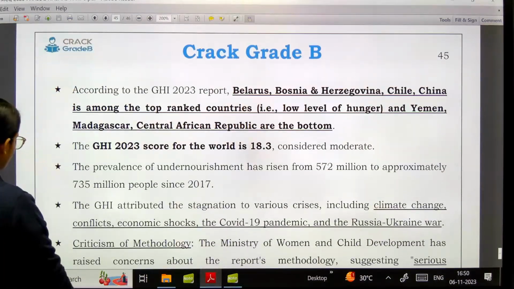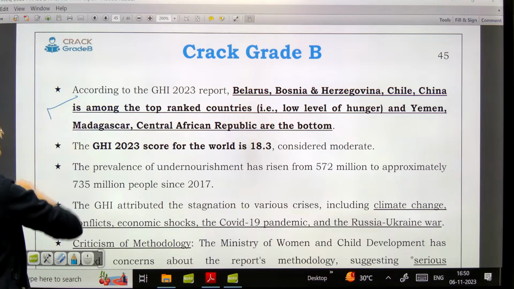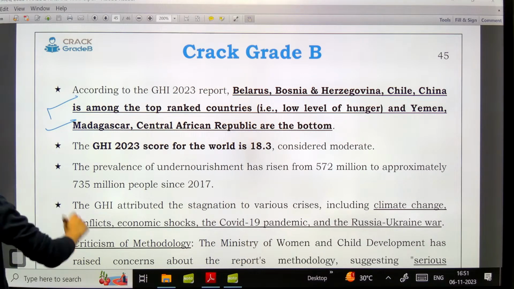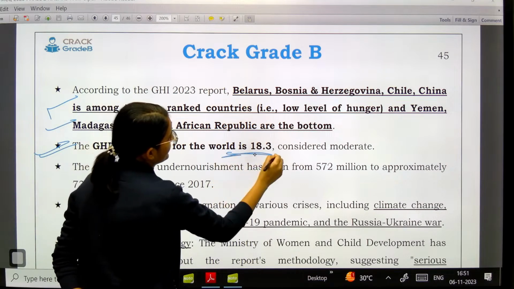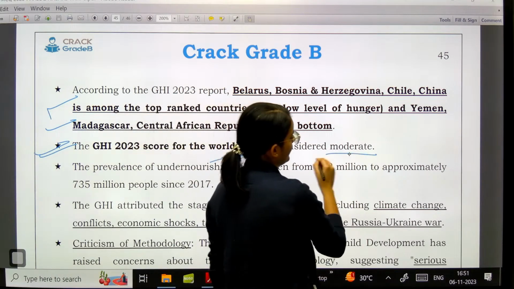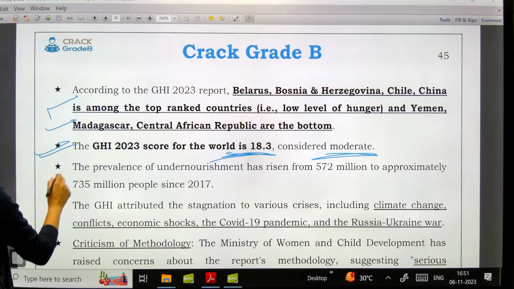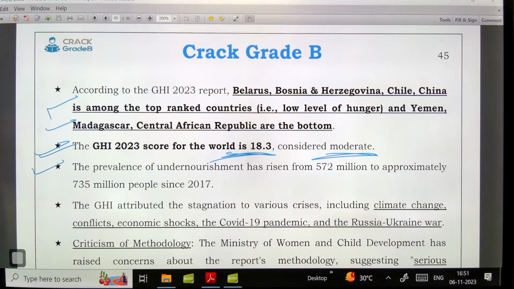And as per GHI, these are the top countries: Belarus, Bosnia and Herzegovina, Chile, China, and the bottom countries are Madagascar, Central African Republic and Yemen, okay. The GHI score for the world is 18.3, which is in the moderate category. India is in the serious category, and the world is in the moderate category with a score of 18.3.